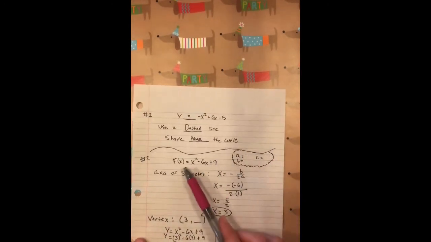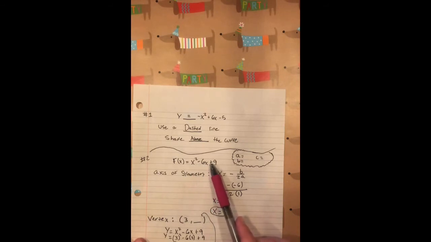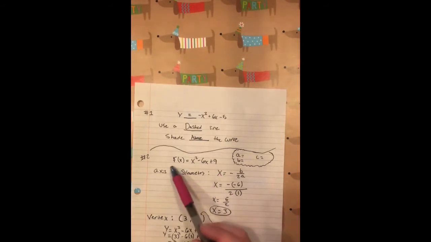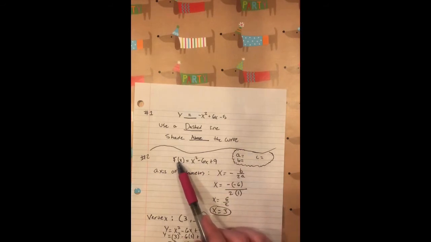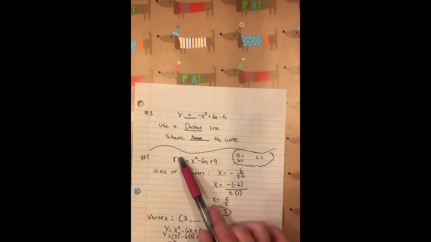Going back to number 2. We have the problem f of x equals x squared minus 6x plus 9. Now, if you've been in my class, you know f of x just means y, right? This just stands for the function of x, which is this. So we can substitute this out for y, which is what I did down here. So don't stress too much about that.